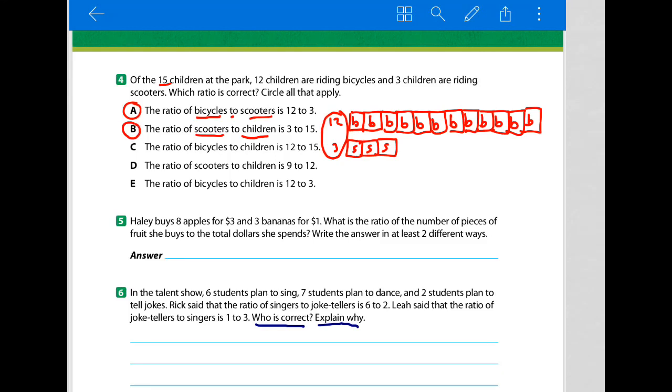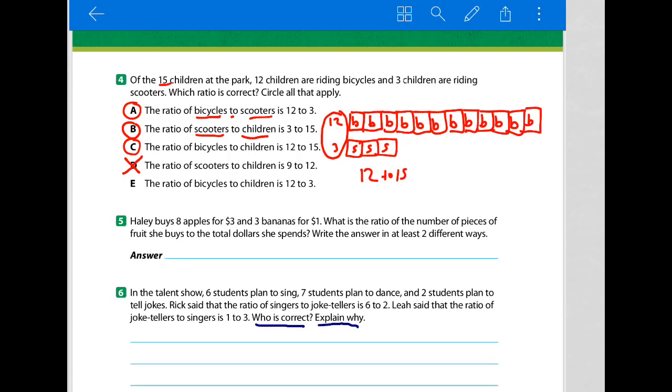C, the ratio of bicycles to children is 12 to 15. Well, there are 12 bicycles and there are 15 children. So I agree with C. D, the ratio of scooters to children is 9 to 12. Well, doesn't that go against what B says? B says the ratio of scooters to children is 3 to 15. D says the ratio of scooters to children is 9 to 12. So that can't be correct. No.